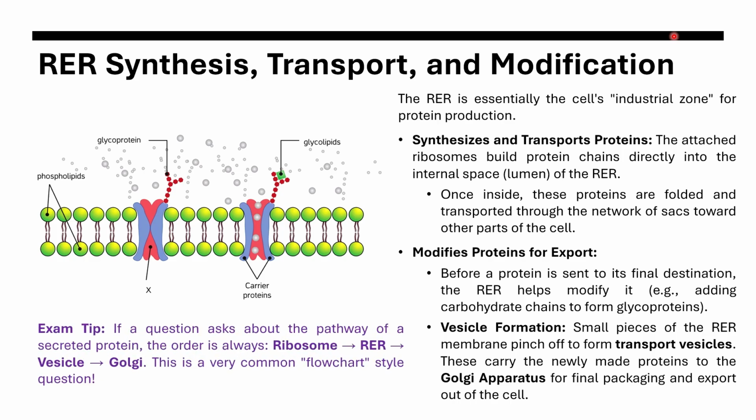So if a question asks about the pathway of a secreted protein, the order is always from ribosome to rough endoplasmic reticulum, then to vesicle, and then to Golgi. This is a very common flowchart style question.